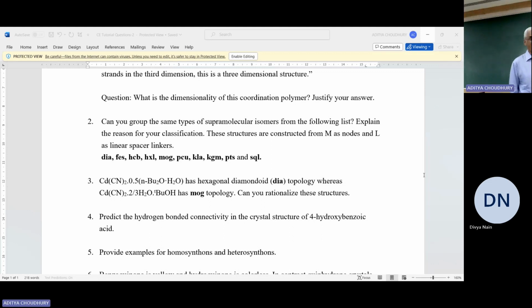Do you remember? The coordination geometry doesn't have any bearing on what the topology is. That can be the case. You remember the cadmium nitrate bipyridyl structure I was trying to show you, and also one more with dicyanide. So the node can be a 4x4 square planar node, but it can have tetrahedral coordination geometry of the metal. Same thing with cadmium.